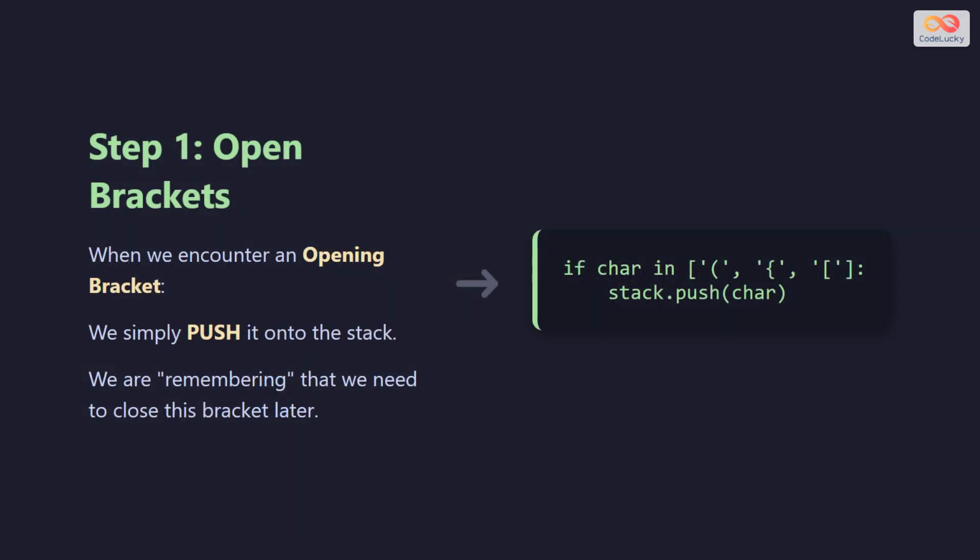Let's dive into the details. When our loop encounters an opening bracket, whether it is a parenthesis, a brace, or a square bracket, we simply push it onto the stack. We are essentially saving it for later, remembering that we are now inside this pair and expecting a matching closing bracket in the future.